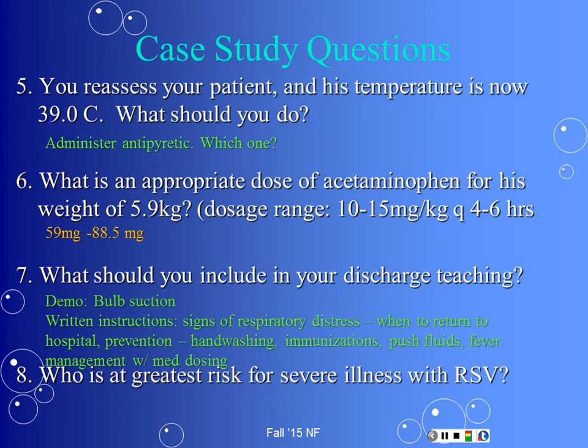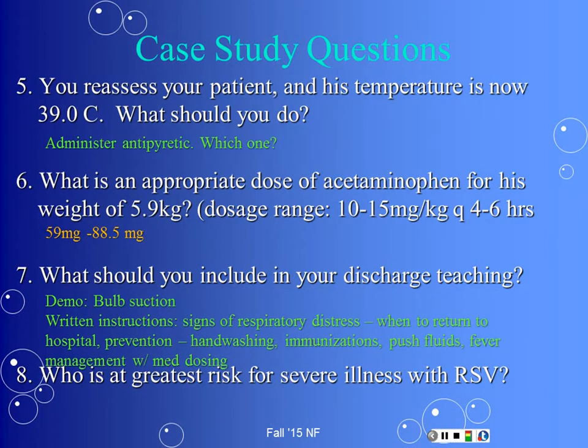Signs of respiratory distress. What to watch for at home. This kid can have a cough and nasal discharge for weeks. But they need to know when to come back to the doctor or the hospital. They need to know to wash their hands if they have other small children at home. They need to know how to keep them safe as well. They need to make sure that they keep up to date on immunizations.